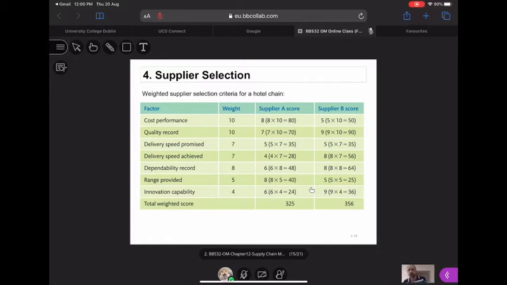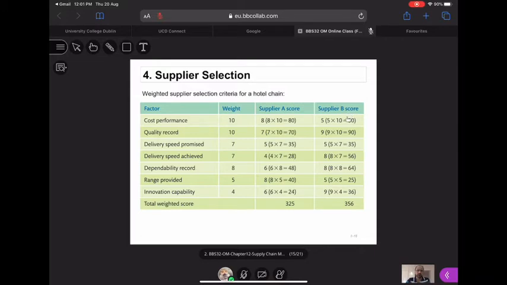So now let me tell you what I'm going to do. I'm going to calculate the total score of supplier A and supplier B. How to calculate the total score? For supplier A, I take 8 times 10 equals 80, 7 times 10 equals 70, 5 times 7 equals 35, 4 times 7 equals 28, this is 48, this is 40, this is 24. Then I take 80 plus 70 plus 35, add, give me 325.